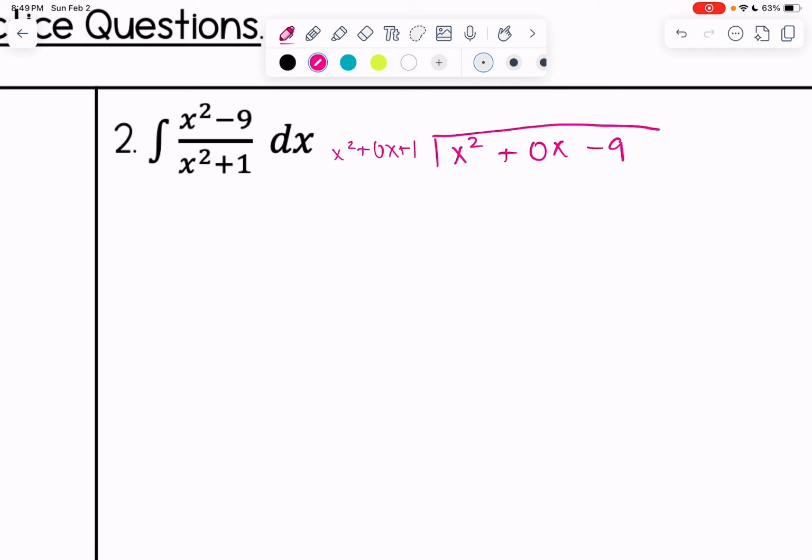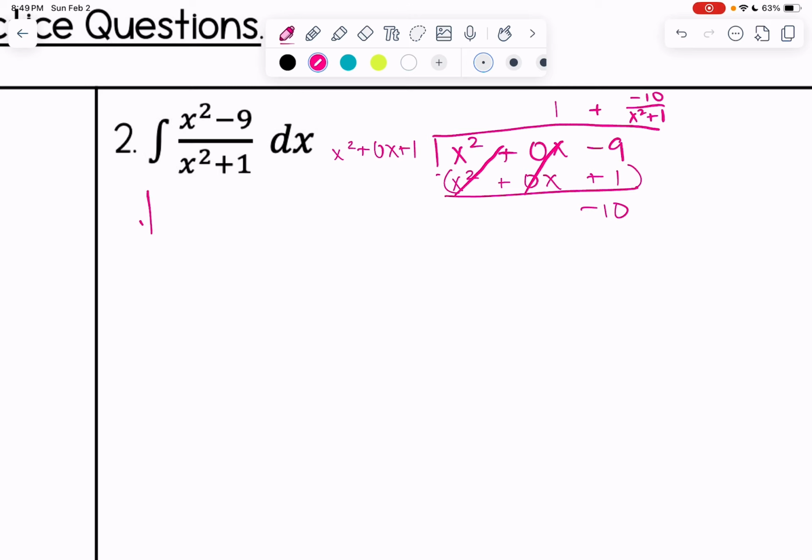All right, so x squared goes into x squared one time. We're going to multiply that going around and subtract. And we basically get this remainder of negative 10. So that remainder is negative 10 over whatever we were dividing by, in this case, over x squared plus 1.